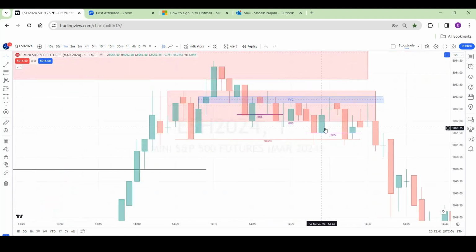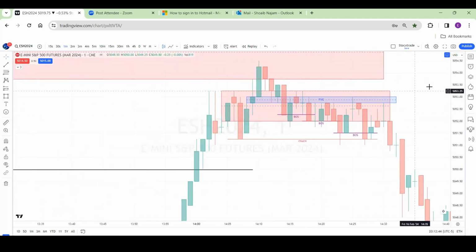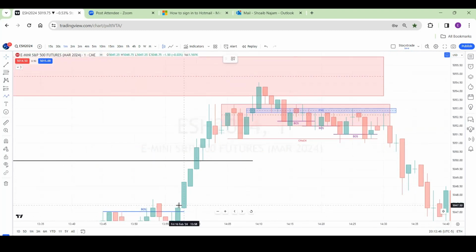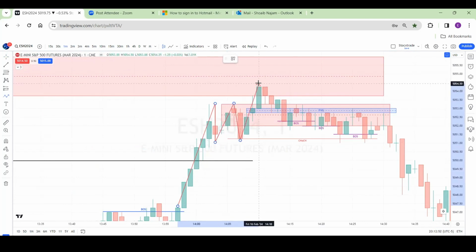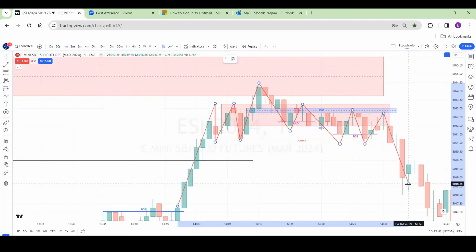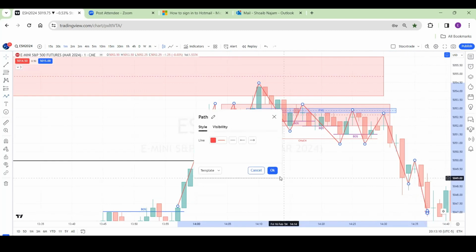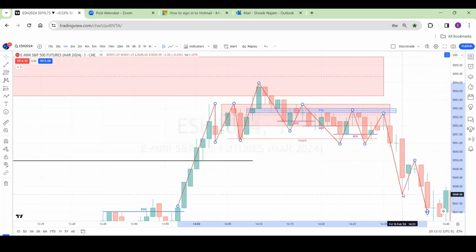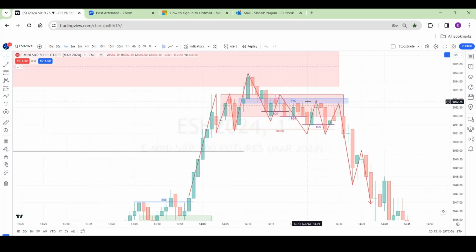It happened at the same time. So this was your high. This was low, then another high, low, then high, then low, then high, low, high, double bottom, high, low. So in this way, you need to mark the structure. Shoaib bhai, this fair value gap is overlapping with the supply zone, the second last supply zone.